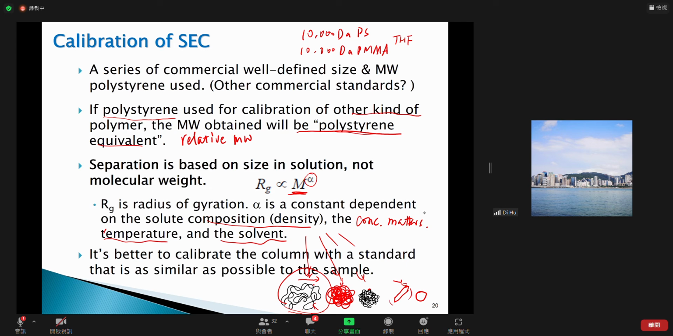So when you're doing the analysis, you want to use a diluted sample. You don't want to use a very high concentration because high concentration causes trouble, and then you may get a biased result. So that is something you have to keep in mind.